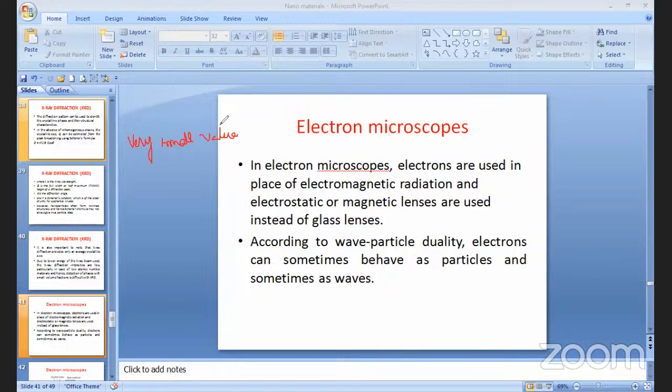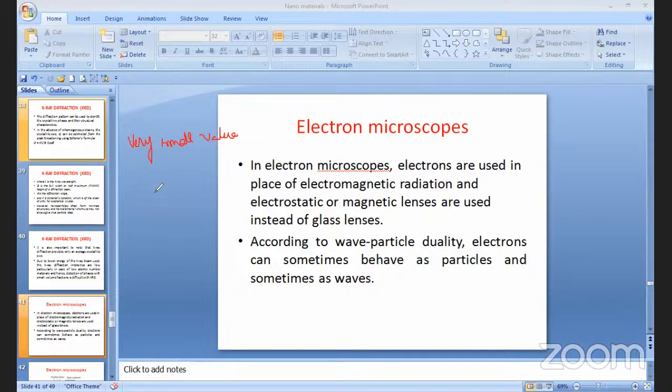So how can it be tuned to a small value? Just by changing their energies, so that the resolution can be increased. The resolution of the image can be increased. That means the image which we are going to get, we can vary the resolution. That means if we require higher resolution so that the image can be clearly seen, if you want to see the higher resolution image, we just have to vary the wavelength of these electrons.